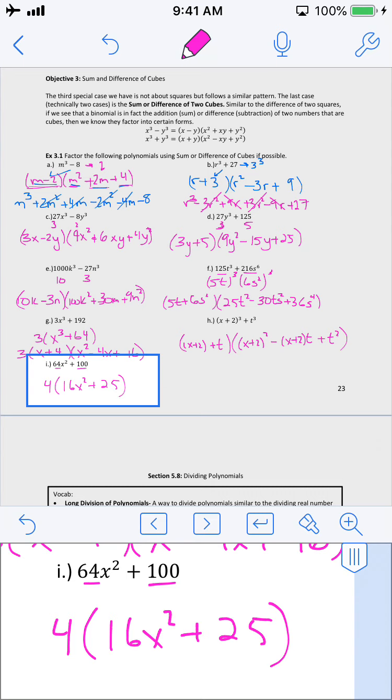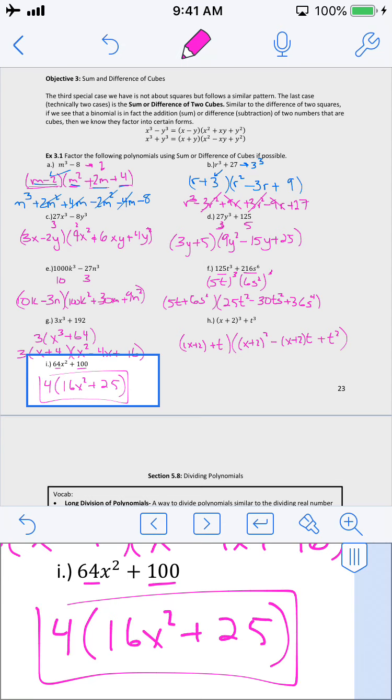I mean, even then, we still have squareds, and it's so tempting to want to make that 4x plus 5 and 4x minus 5, but that is an addition in the middle. And so if we did multiply it back, we would not get that problem there. So this would be our factored form.